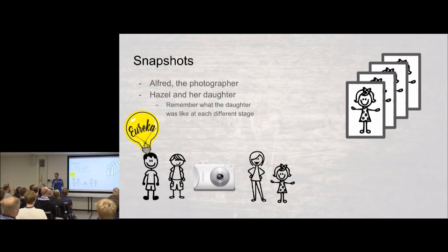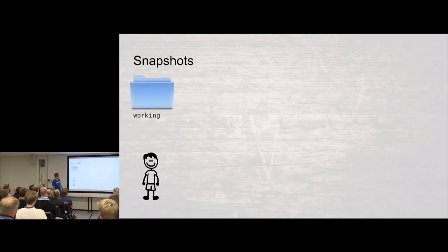And basically, what if you could take these snapshots of your code base at any time and then resurrect those snapshots later if you want to basically restart from somewhere else? So you go back to your computer and you start working. You basically start with a directory called working. That's where you keep your code base. And you try to write one feature at a time.